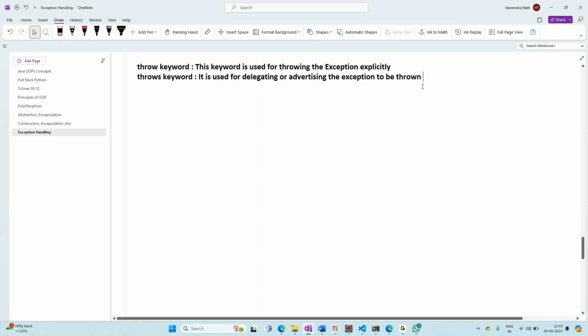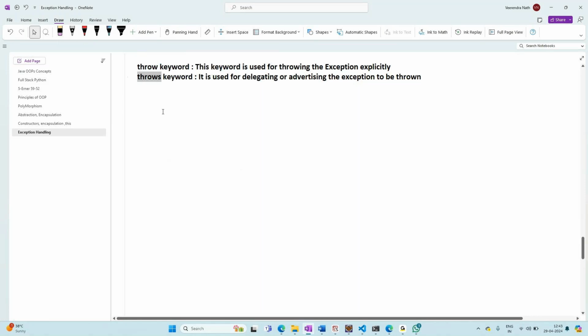Okay, so the basic understanding here is the throw keyword and the throws keyword. The throw keyword is used for throwing the exception explicitly. The throws keyword is used for delegating or advertising the exception to be thrown. Okay, that's the basic idea here. Now whenever I'm talking about delegating or advertising, it means you can write it in the methods.